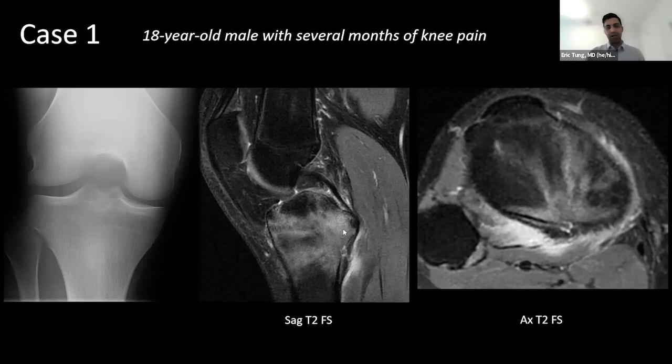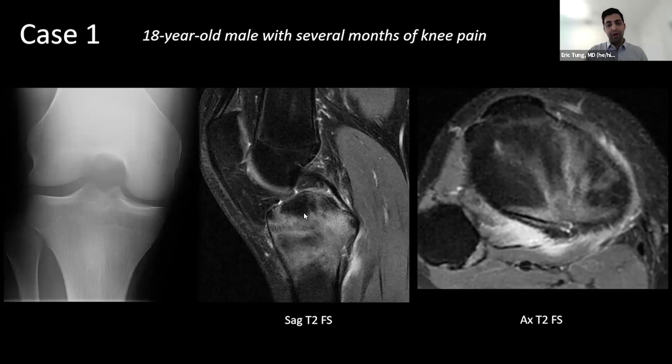But when we look at a sagittal T2 fat saturated and axial T2 fat saturated image, we see that there is a lot of marrow edema of the proximal tibia. And while this is pediatric radiology, this is an 18-year-old male, their physes are fused. This patient is skeletally mature. We can see our physeal scar here, but there's a lot of marrow edema within this proximal tibia, some of it extending into the popliteus muscle as well.